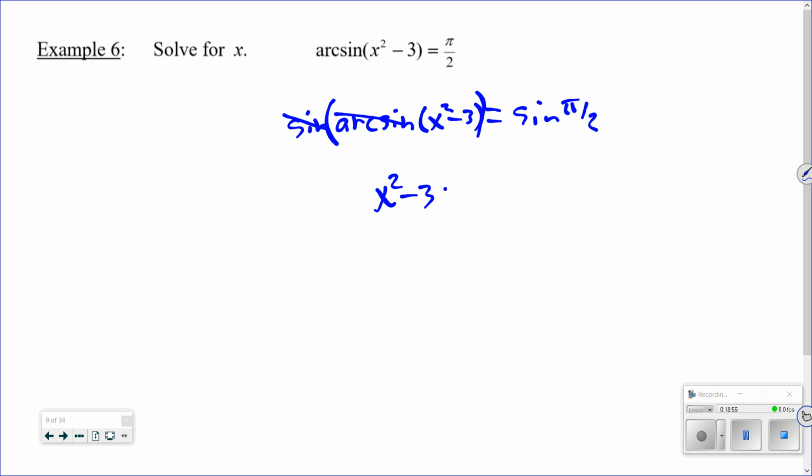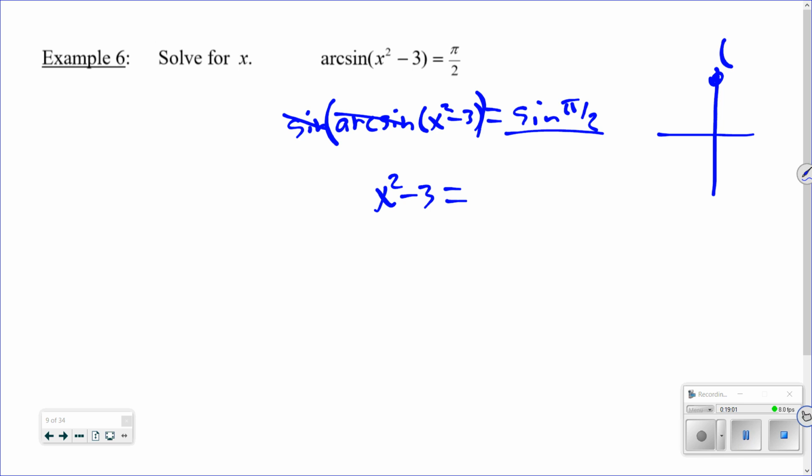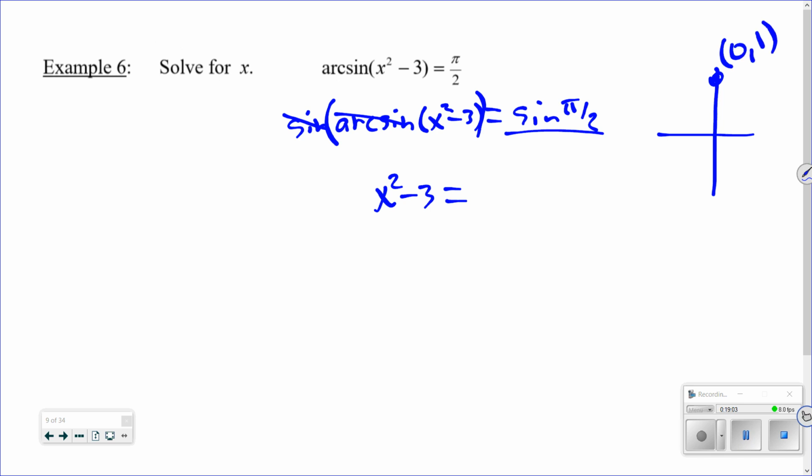X squared minus 3 equals, what is the sine of pi over 2? Well, pi over 2 is right here. The sine is your y coordinate. That point is 0, 1. So your y coordinate is 1. Okay, solve that. Add the 3 over. Take the square root. So your answer could be a positive 2 or a negative 2. Could be your two solutions.